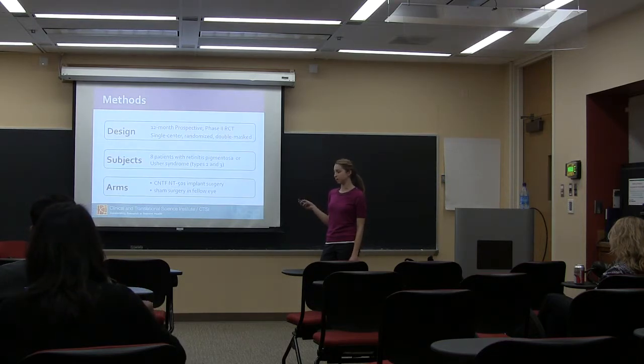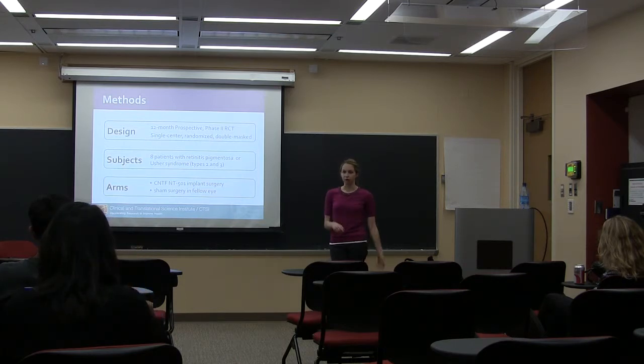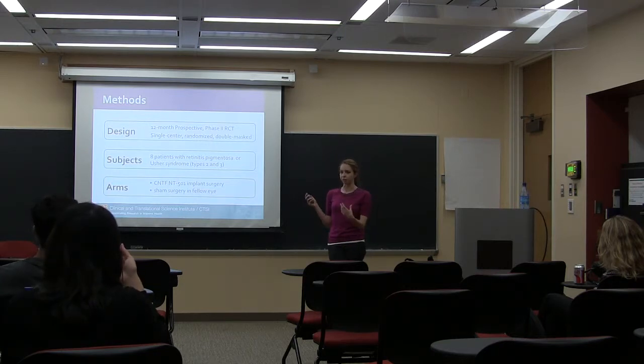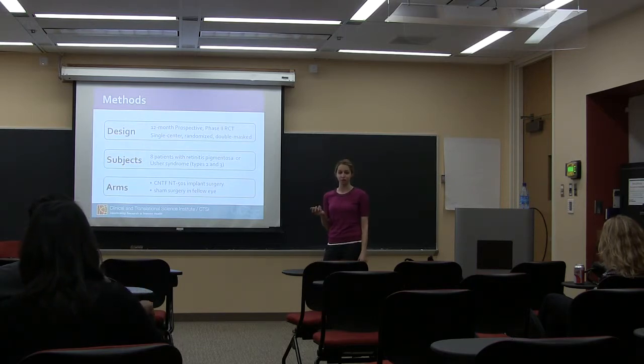So again, we're doing a 12-month RCT that's double masked. We're going to use 8 patients with RP or Usher syndrome, which is a syndrome that, for our intents and purposes, has eyes with a manifestation of RP. So that's actually, when you think about it, 16 eyes. Each person will have one eye receive the treatment and the other eye receive the sham surgery, so each person serves as their own control, which is a really nice way to eliminate confounding in our study.